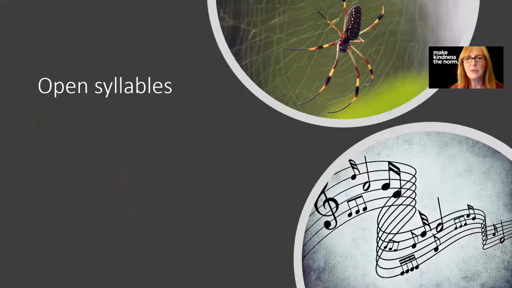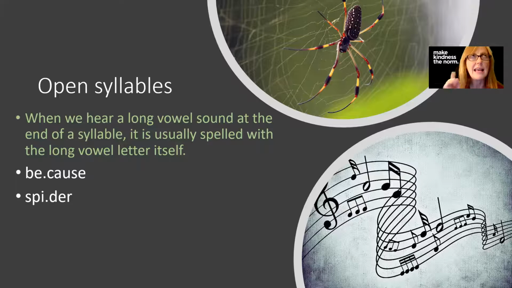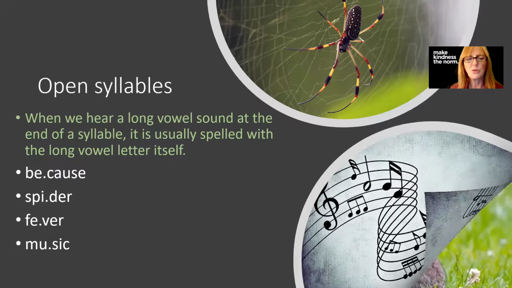Let's just briefly review open syllables versus closed syllables. Open syllables, when we hear that long vowel sound at the end of a syllable, it's usually just spelled with the long vowel letter. So because, B, long E sound is just spelled with the letter E. Spider, spy, I hear I at the end of that syllable. Spy, there's the long I sound. Fever, fever, I hear the long E sound spelled with the letter E in the first syllable. Music, same thing, mu, long U sound.